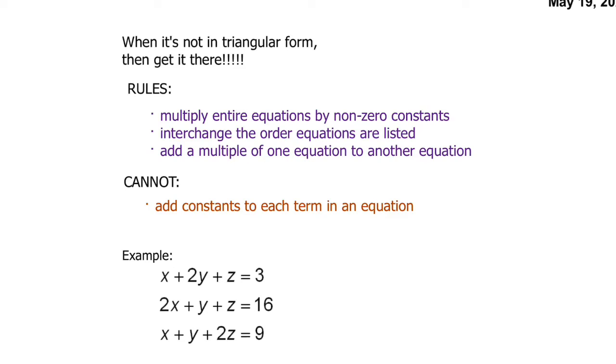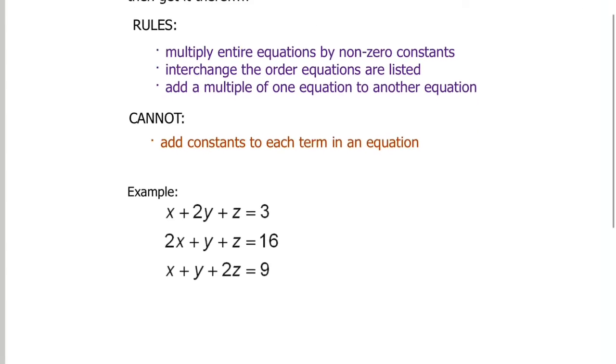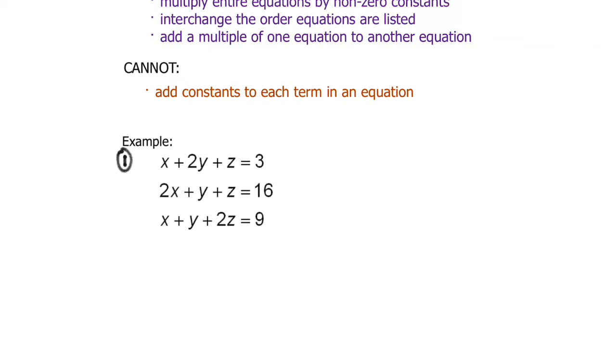We can interchange the order the equations are listed in. And we can add a multiple of one equation to another. What we cannot do is just add a constant to a term in an equation. So we cannot do that. So let me demonstrate. We have equation 1, equation 2, equation 3.